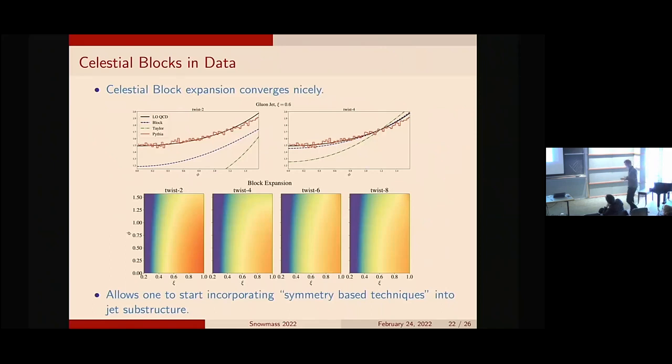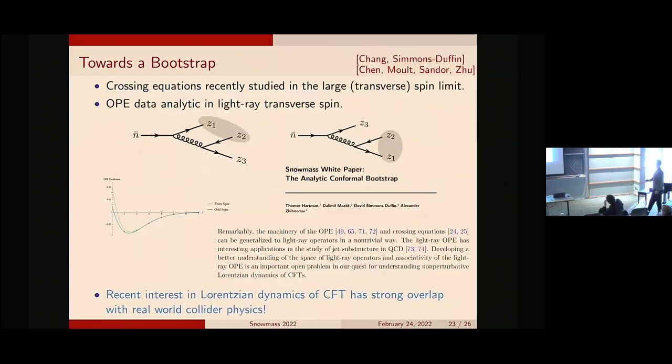And so this allows one to start studying these higher point correlation functions by really just expanding them in conformal blocks and using OPE data just like you would in the conformal field theory. And so though I don't have very much time, I'll just briefly mention that ideally one would like to make this go much further. And so there's recently been a couple of papers studying the structure of the crossing equations in the large transverse spin limit for these objects.